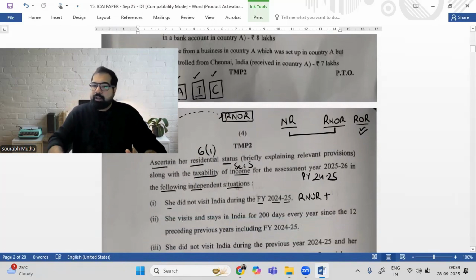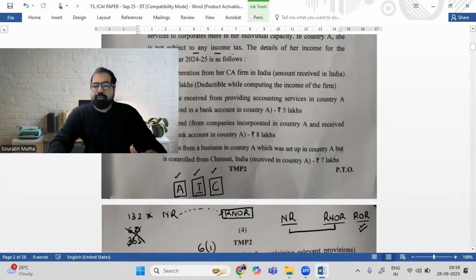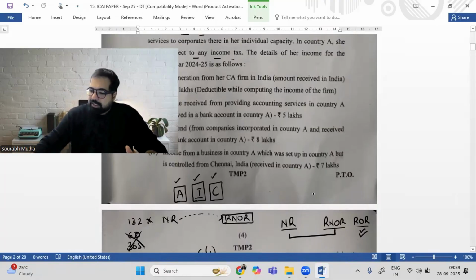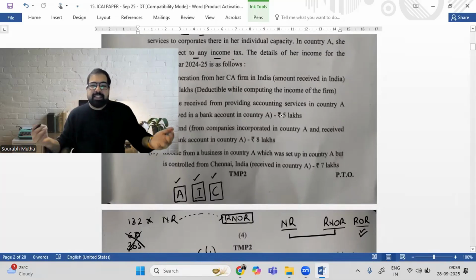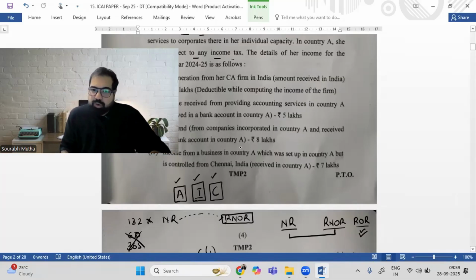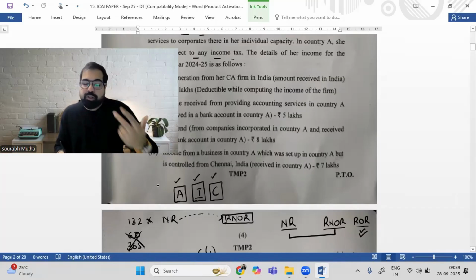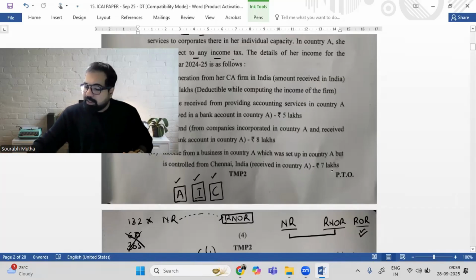And now over to her income, guys. We have to look at the previous year plus one income. 16 lakh, is it an income? Yes, 16 lakh, it's an income first. Income received from providing accountancy services in country A, 5 lakhs, there is no connection with India. We cannot tax this income. Dividend from country A received in a bank account in country A, again, we cannot tax. There is no connection with India. Income from a business in country A which was set up in country A but is controlled from Chennai, controlled, managed, or set up from India. This will be taxable, plus 7 lakh.